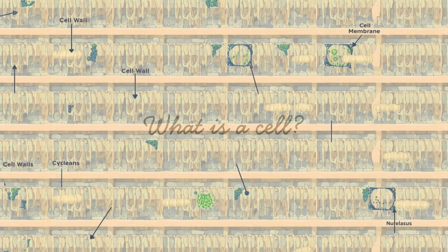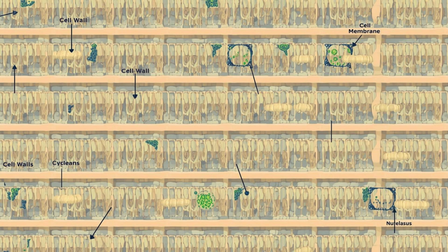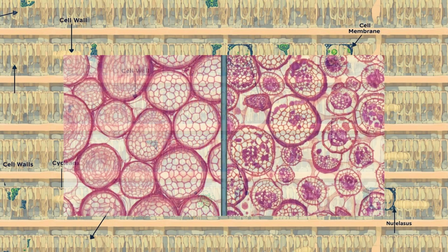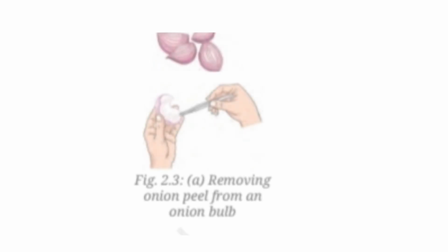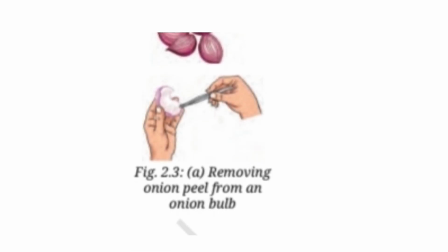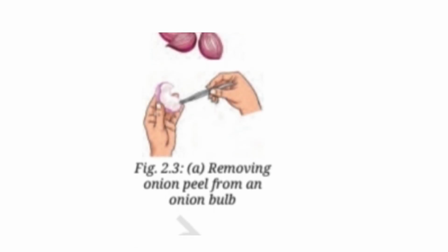So, what is a cell? All living beings, plants, animals, and even humans are made up of cells. But what do cells actually look like? Let's observe. Take an onion bulb, cut it, and peel a thin layer of its inner surface.